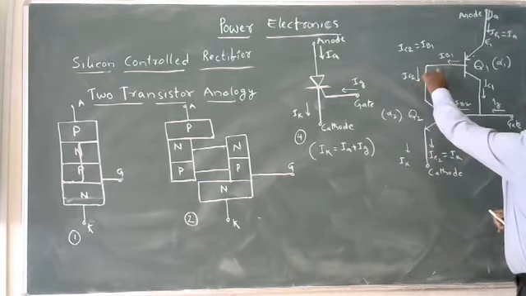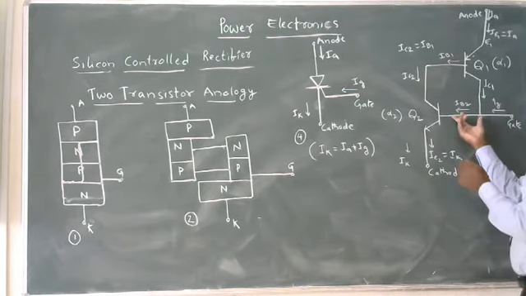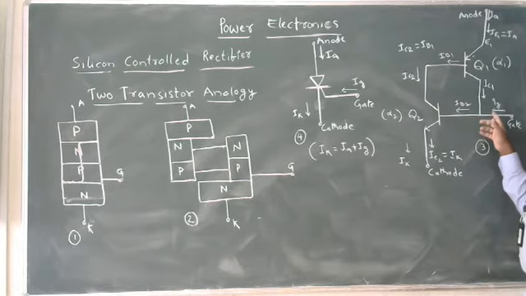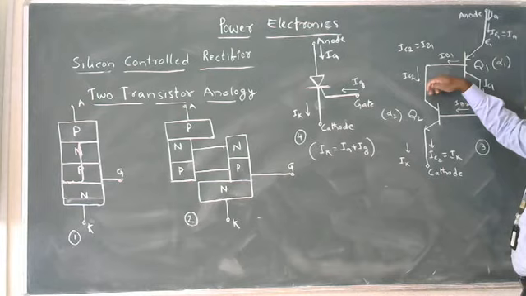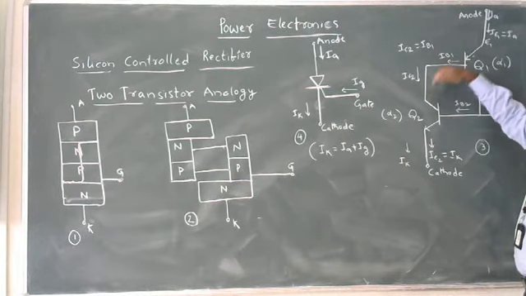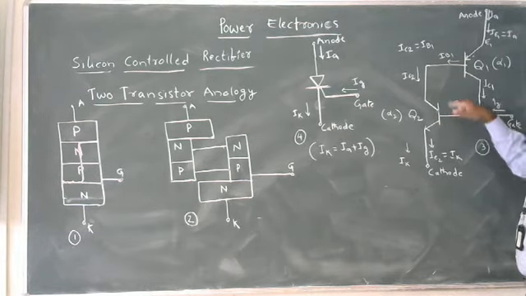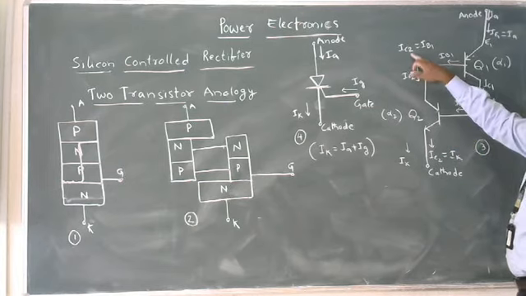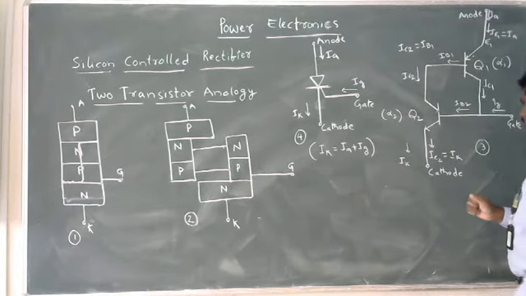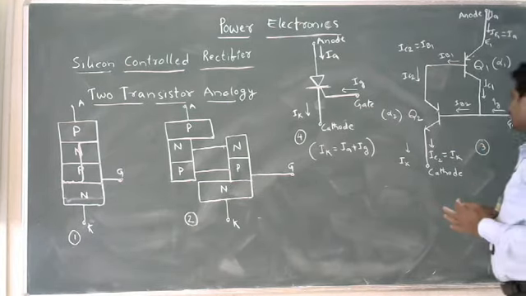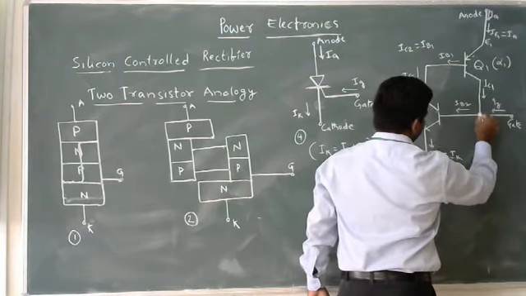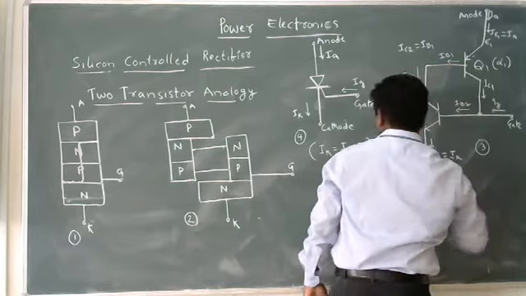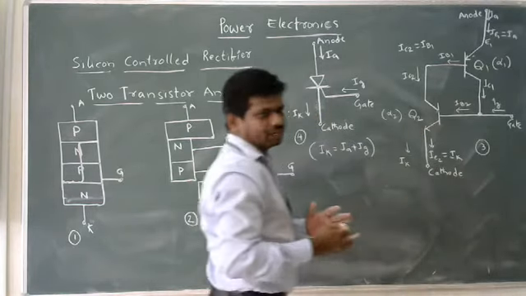This connection is coupled like this, which means the IB1 current also flows into the collector terminal of the transistor Q2. That means IC2 is equal to IB1. And look at this, this is the KCL portion. When you apply KCL here, we will get one equation.